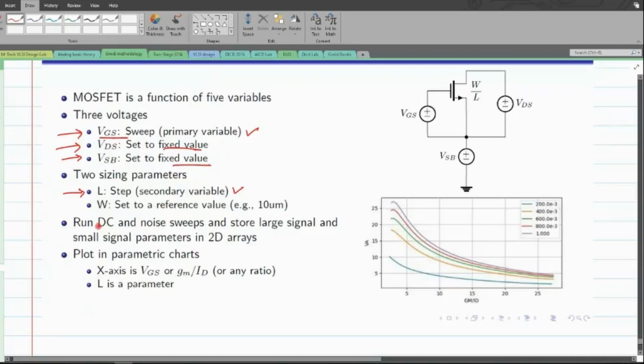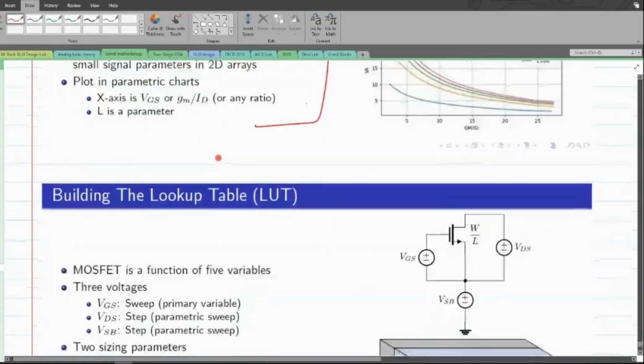I have to perform some sort of DC analysis to get these graphs, clear? But the output of this set of graphs, just because we fixed the values of VDS and VSB, will not be accurate enough. If you still want a more accurate reflection of your transistor behavior during the calculation, then we have to rely on LUTs.